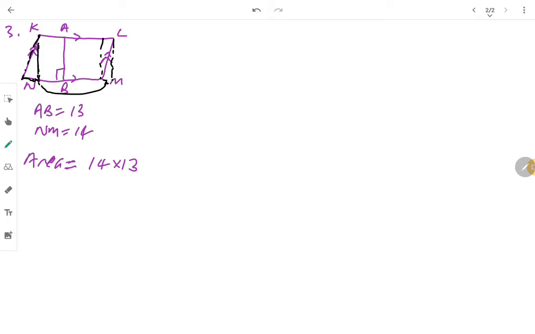If I say 14 times 13, that gives me 182. And that is your area, 182. Okay. So this is homework from the last lesson, which was about quads that we did. But now what we need to look at is revision of grade 8 geometry.